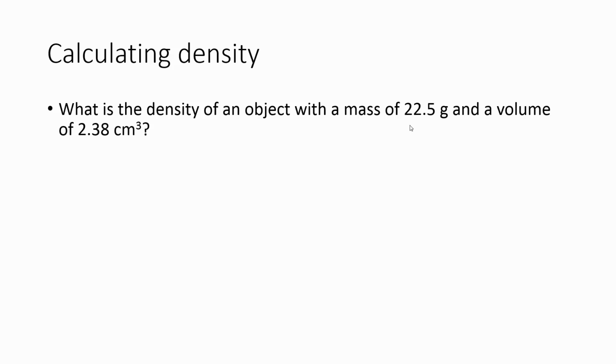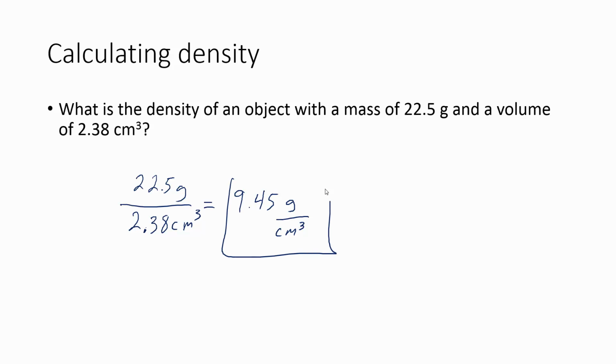So if we're going to calculate density, in this particular problem, we're looking at an object with a mass of 22.5 grams and a volume of 2.38 cubic centimeters, which is a volume measurement. So if we take this particular set of units and put them into the form that density is here, where we have grams over cubic centimeters, or mass over volume, all we have to do is punch that into a calculator, and we get the numerical value of 9.45, and the units are these combined units of density, which is mass over volume, grams per cubic centimeter.